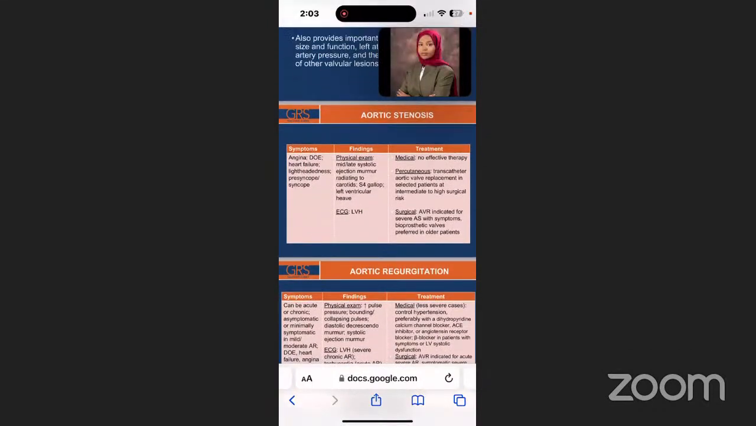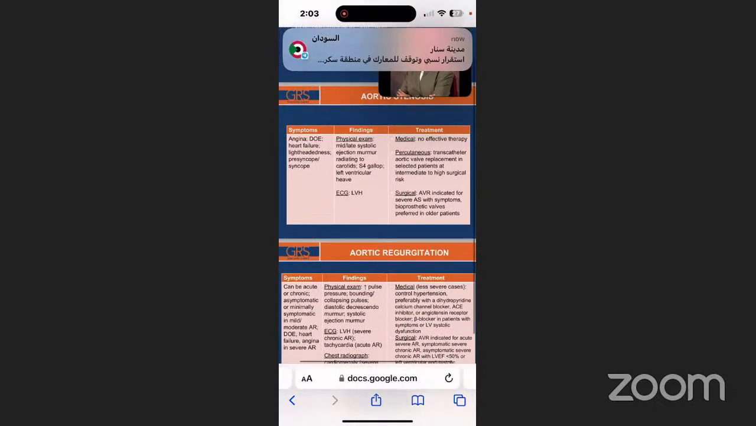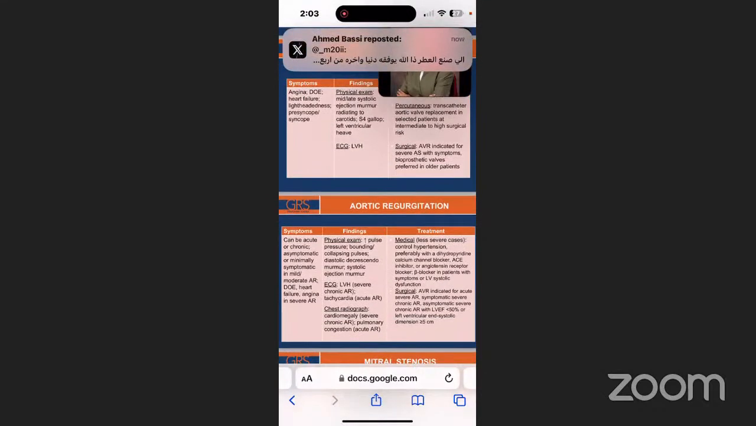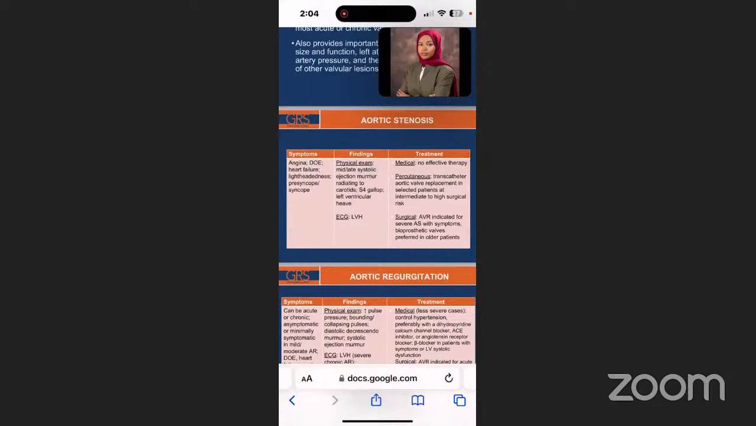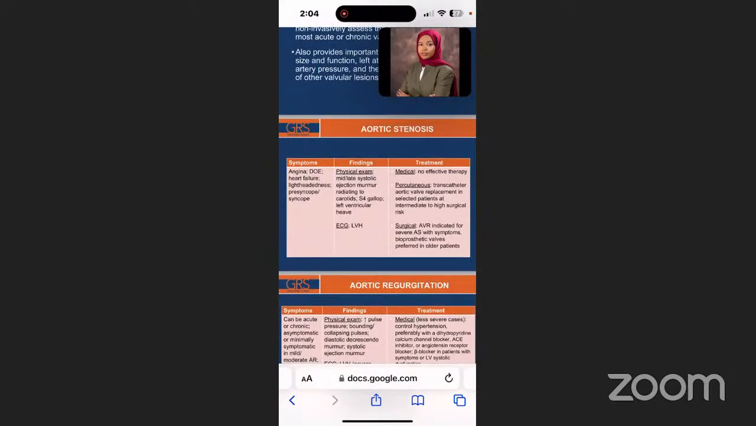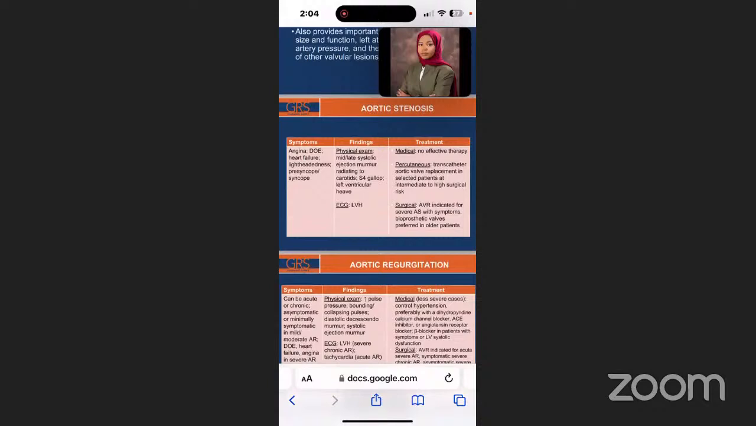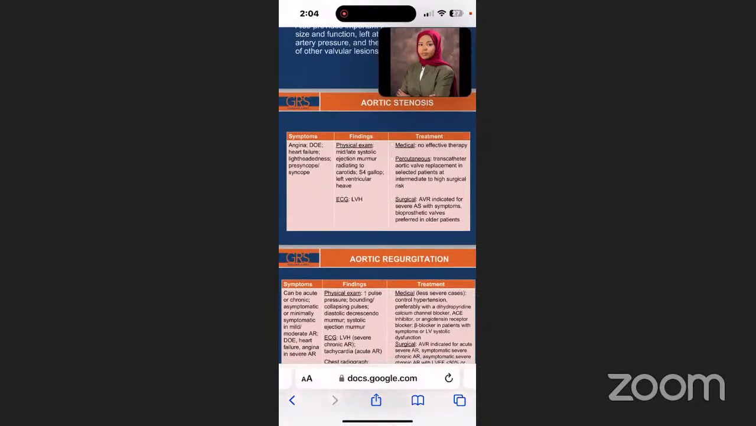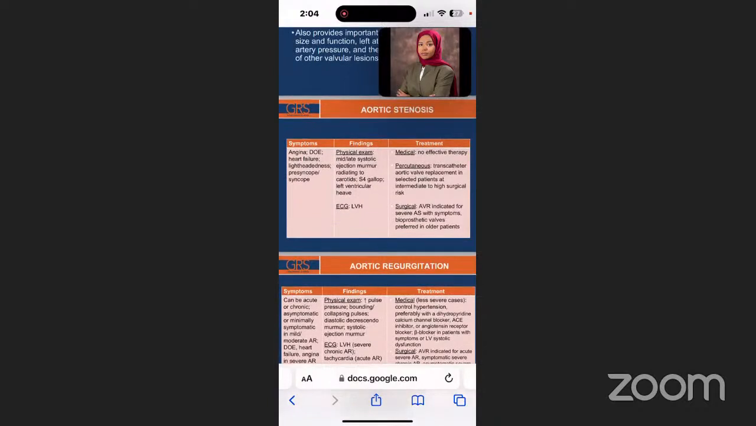In aortic stenosis, the symptoms differ: angina or acute chest pain, heart failure, lightheadedness, pre-syncope, and syncope. On physical examination of a patient presenting with aortic stenosis, you can find a mid or late systolic ejection murmur radiating to the carotid. Also, we may find a gallop, S4, and a left ventricular heave. In EKG, there will be left ventricular hypertrophy.